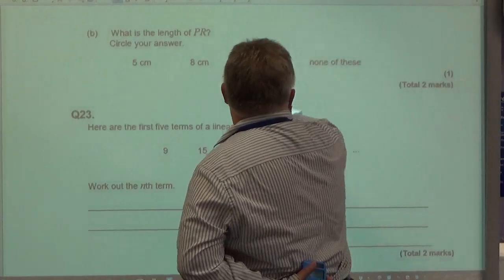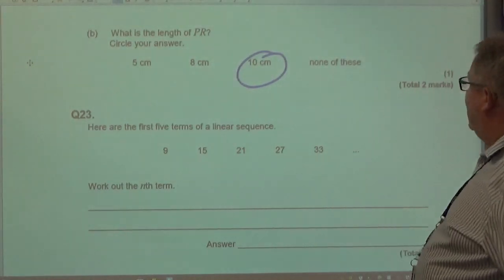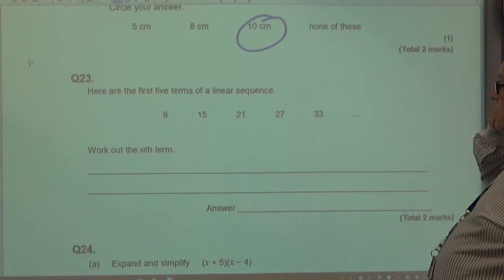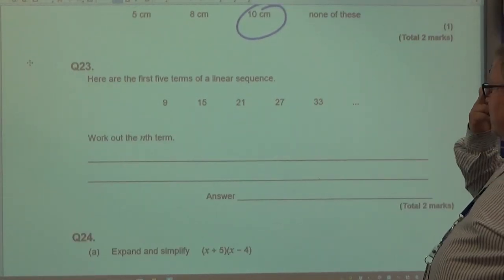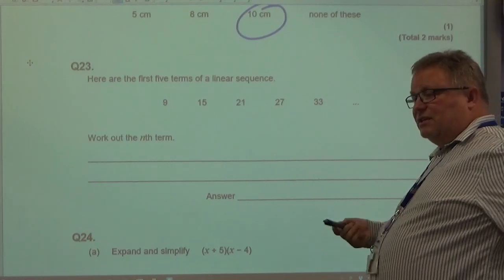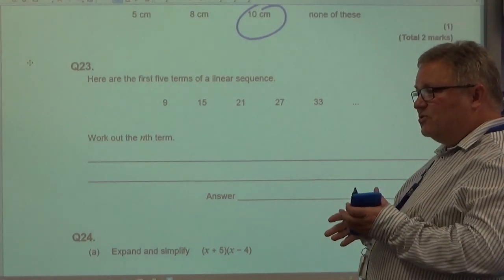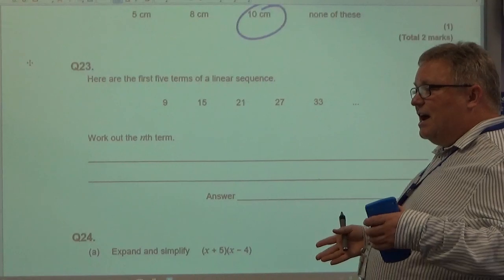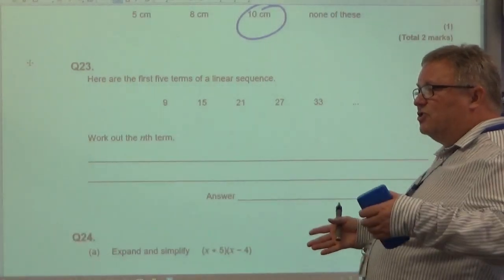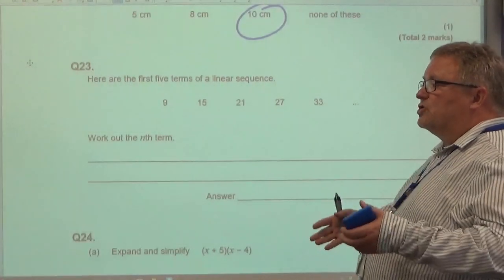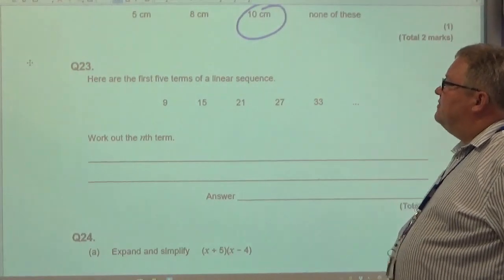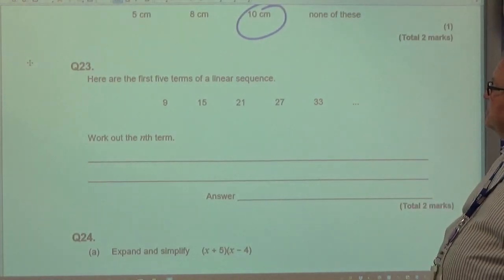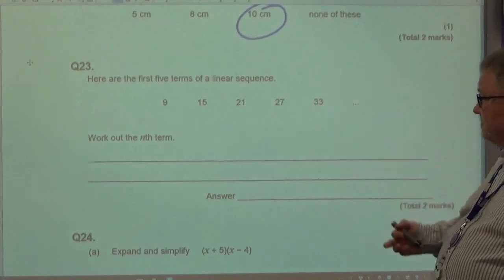So that's one there. So 2 marks there for fairly straightforward stuff, but just remember the word congruent. Similar is if they've got the same properties, the angles are the same size, but it's a triangle that's a little bit bigger or smaller. Here are the first 5 terms of a linear sequence. Work out the nth term.